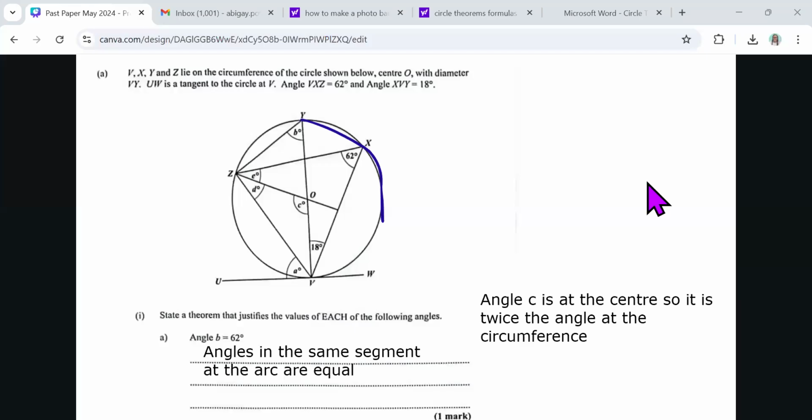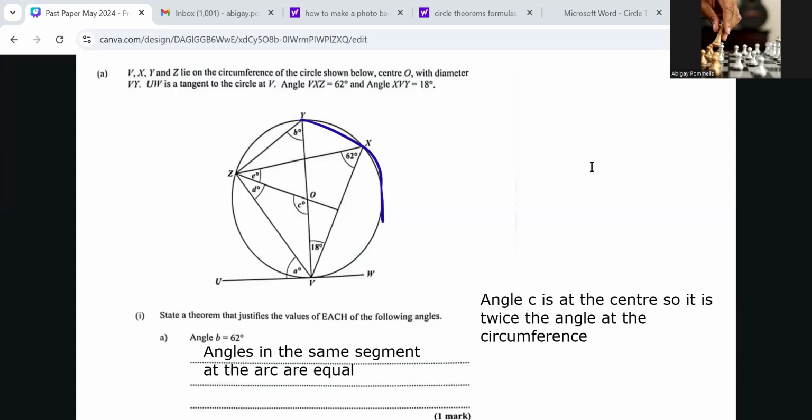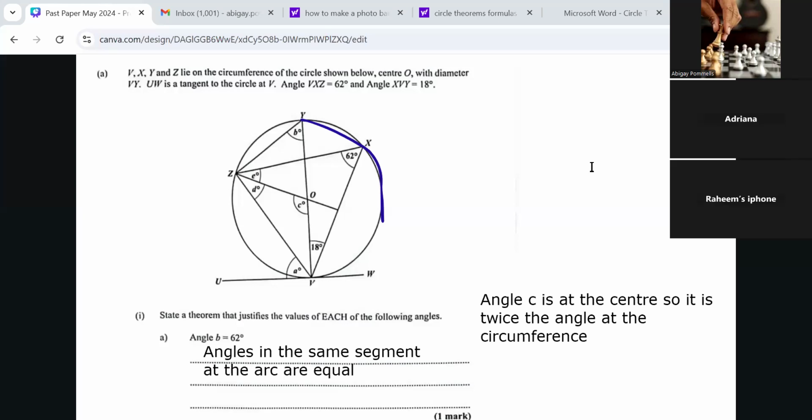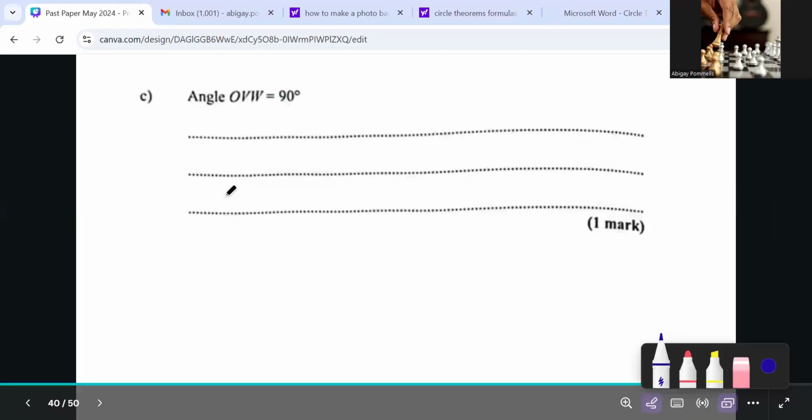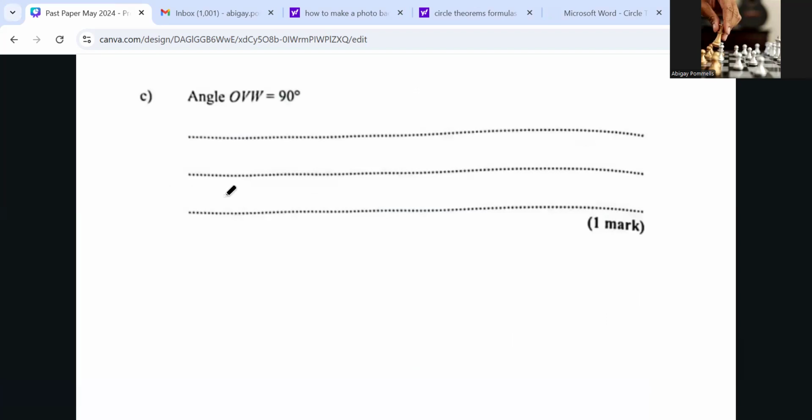All right, so let's just skip this through. Done that one. All right, so we have angle OVW. All right, hold on. Let us wait till Rahim comes back.